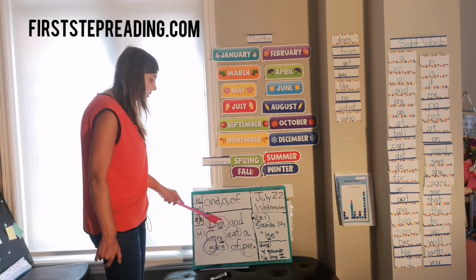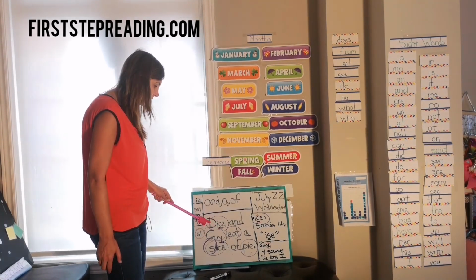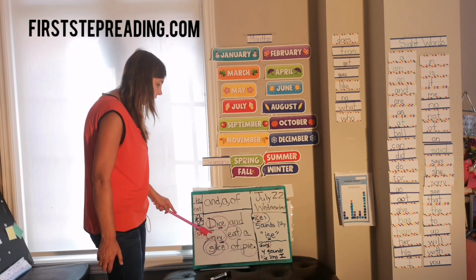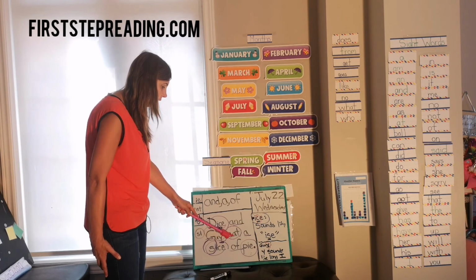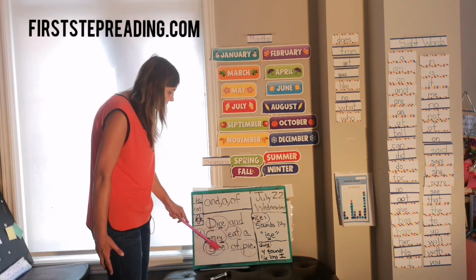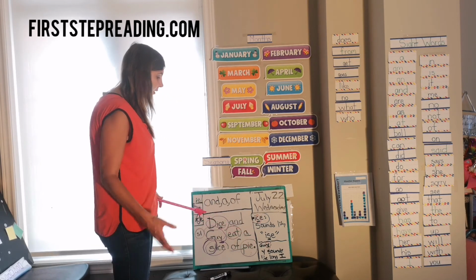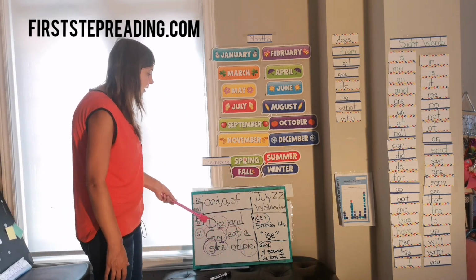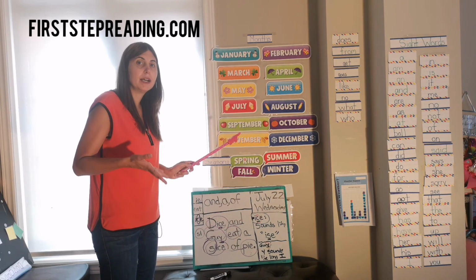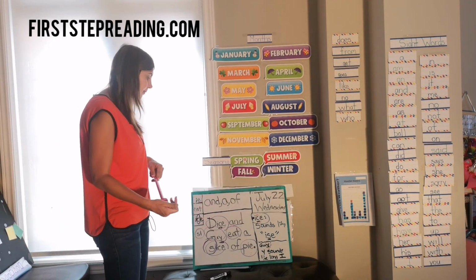D-I-C-E, dice, right? My first vowel says its name. My second vowel says nothing. Dice. And g-uy, guy, eat, a, slice, of, pie. Now I'm going to read it again for understanding. Dice and guy eat a slice of pie. Read it as many times as you need for understanding because that is the point of reading. You need to understand what you're reading.